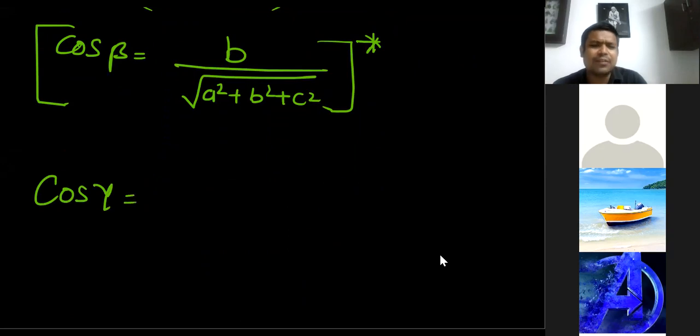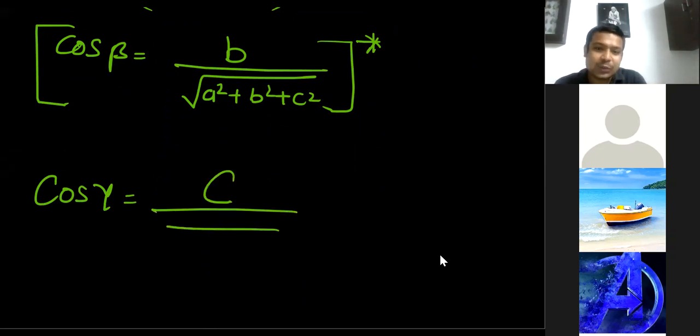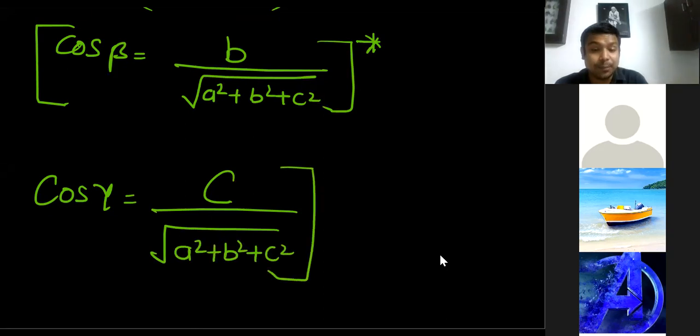Now, tell me, my dear friends, what is the value of cos gamma? C upon the square root of a square plus b square plus c square. My dear friends, one more thing is very important.